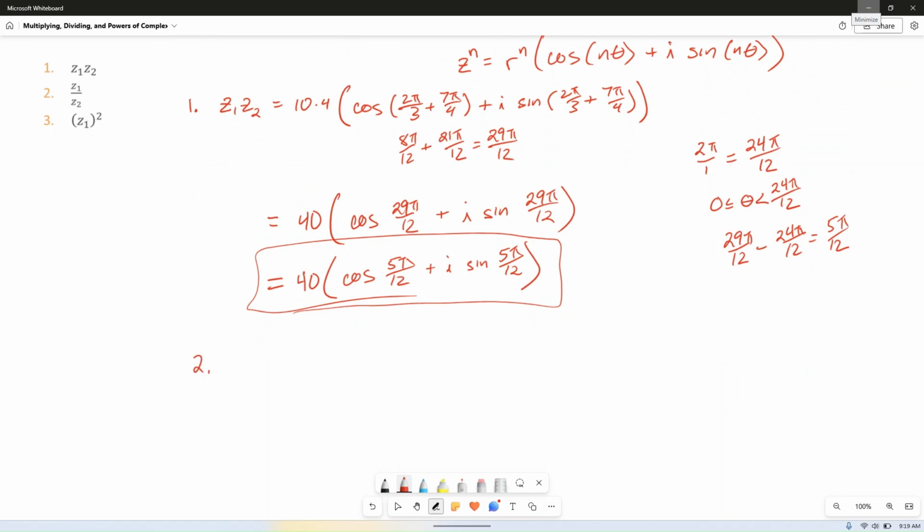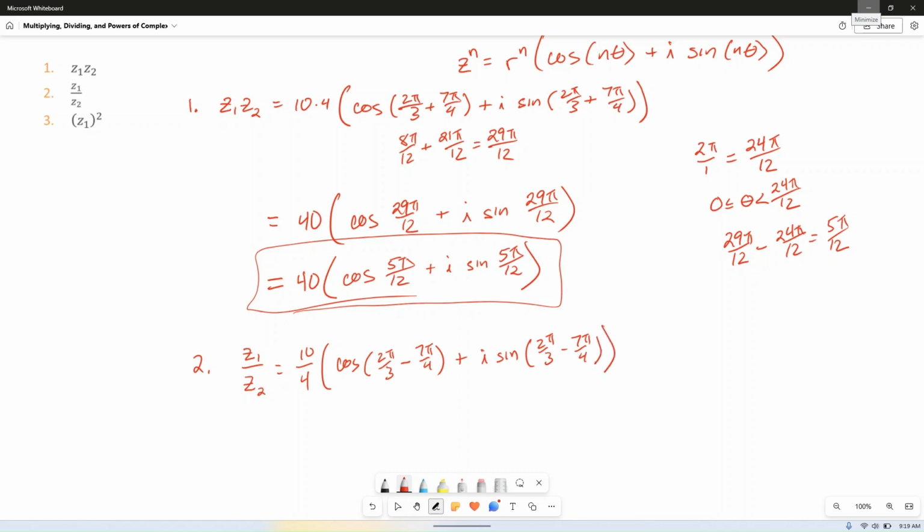So we're going to take z1 and divide it by z2. That means we're dividing the r values. z1 has an r value of 10, z2 has an r value of 4. So we're going to have 10 over 4 times the quantity cosine of 2 pi over 3, because that's the theta that goes with z1, minus 7 pi over 4, plus i sine of 2 pi over 3 minus 7 pi over 4.